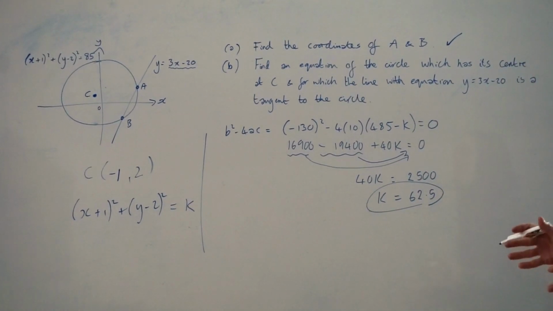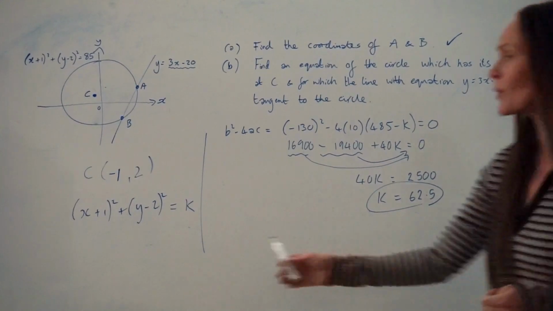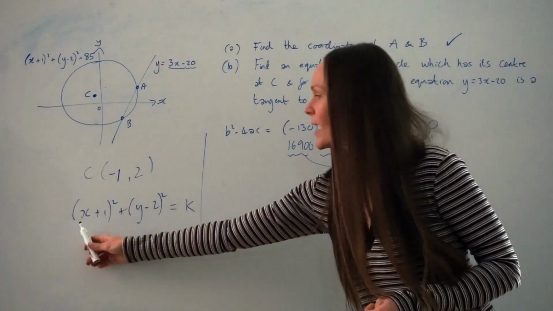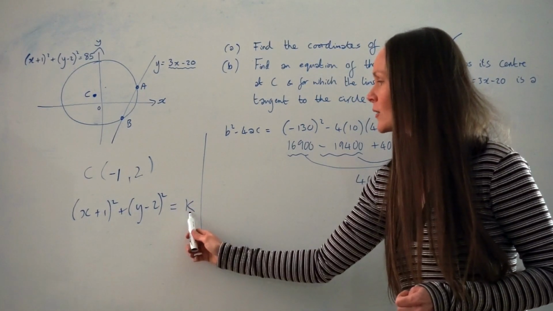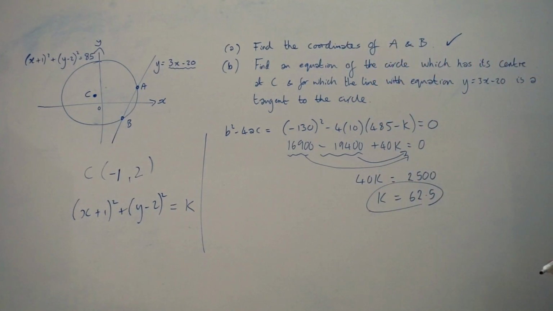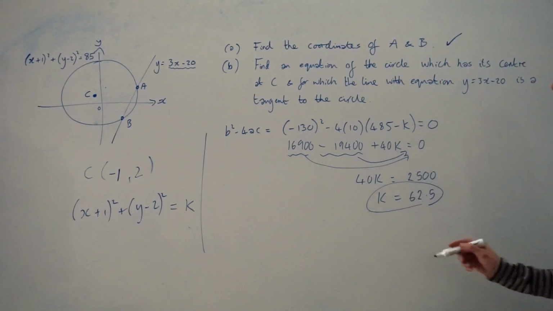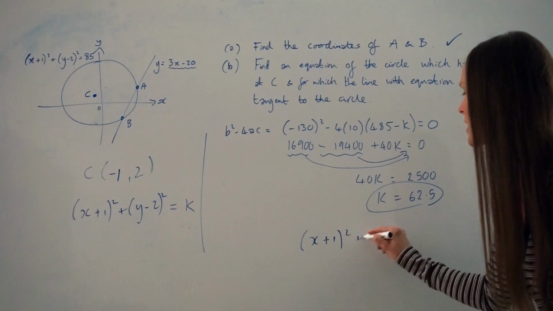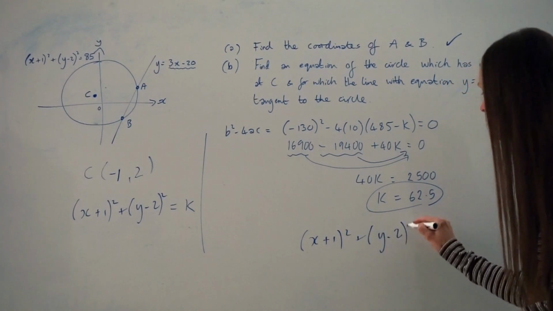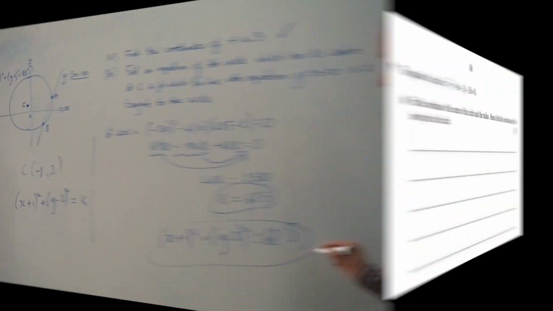So remember, what we're actually trying to do is find an equation of the circle. And remember, we worked out the centre at the beginning, so we had most of the equation, but we didn't know this value here. But we just worked out the value of k. So the last step is just to substitute this into the equation that we wrote here. So the final equation would be (x + 1) all squared plus (y − 2) all squared, and it's equal to 62.5. And that's it.